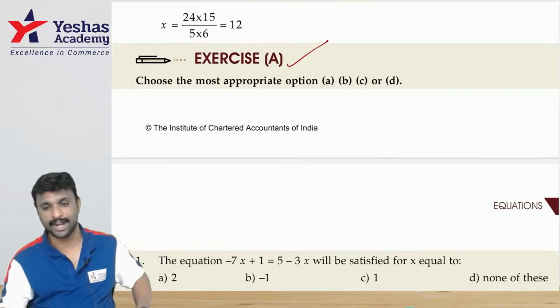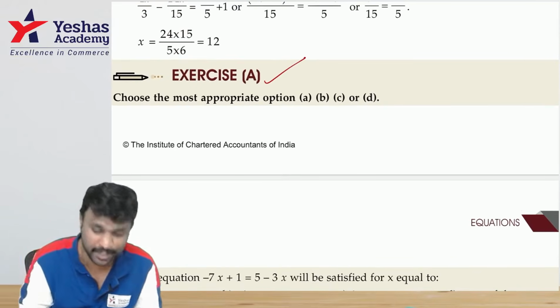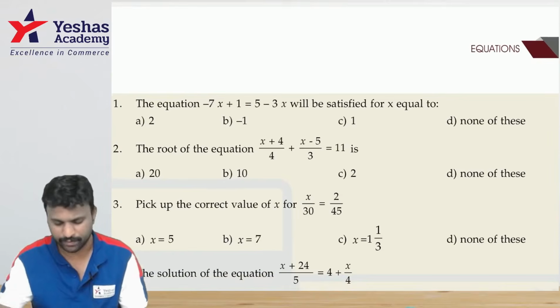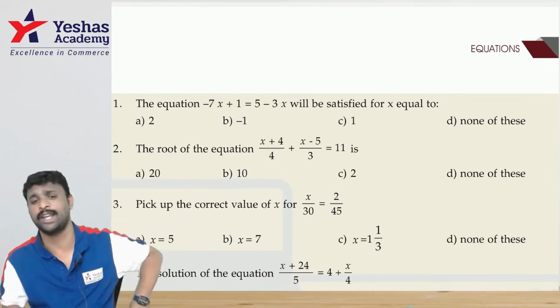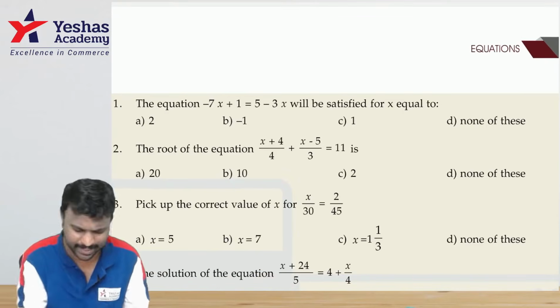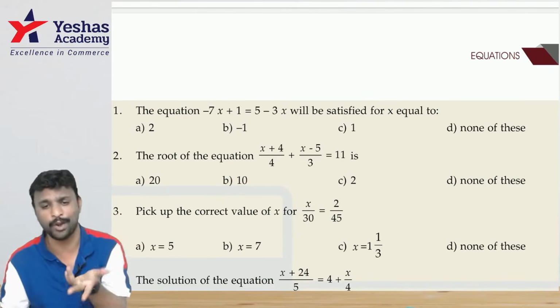Hello everyone, let us start solving the exercise questions on chapter number 2, that is equation exercise 2a. The first question: minus 7x plus 1 equal to 5 minus 3x will be satisfied for x equal to. Guys, this is an easy question. So how do you solve it?